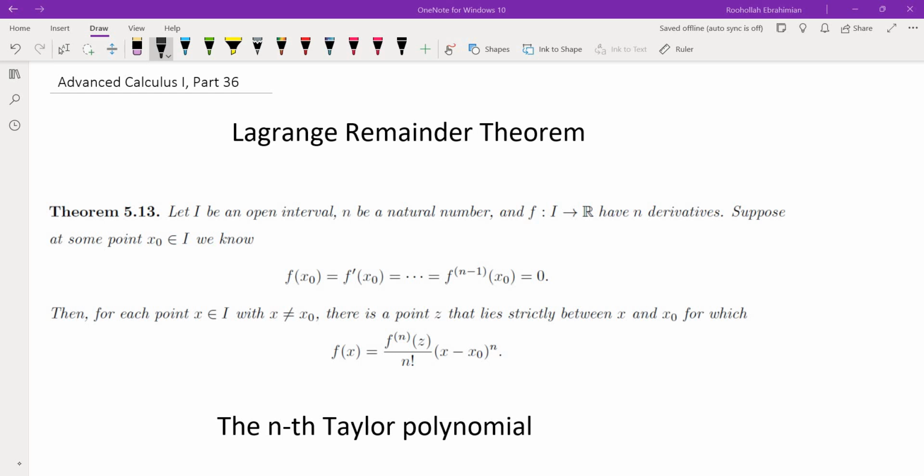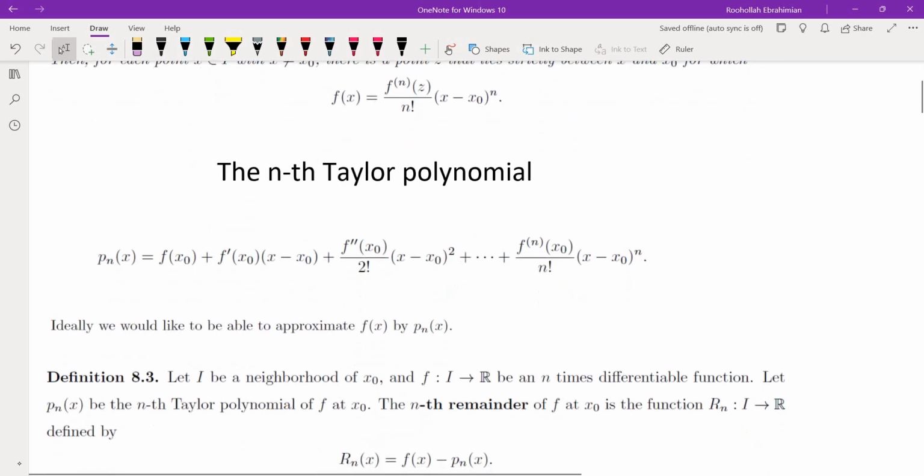Okay, so one of the things that we proved a while back when we did the Cauchy mean value theorem was that if you have a function under some certain conditions that it has n derivatives, and the value of the function and its derivatives all the way to the n minus first derivative are all 0 at a point, then f of x would be equal to f^(n) of z over n factorial times x minus x naught to the power of n, for some z between x and x naught. This is one of the theorems. Since we discussed this one a while back, I would like to remind you of that because I will be using that in this video.